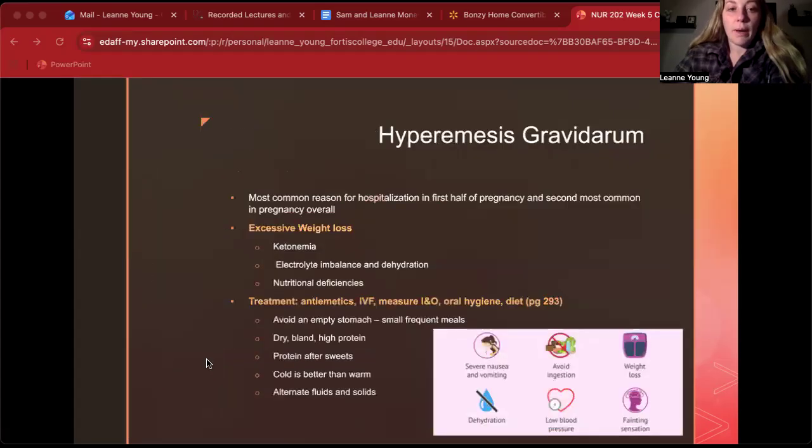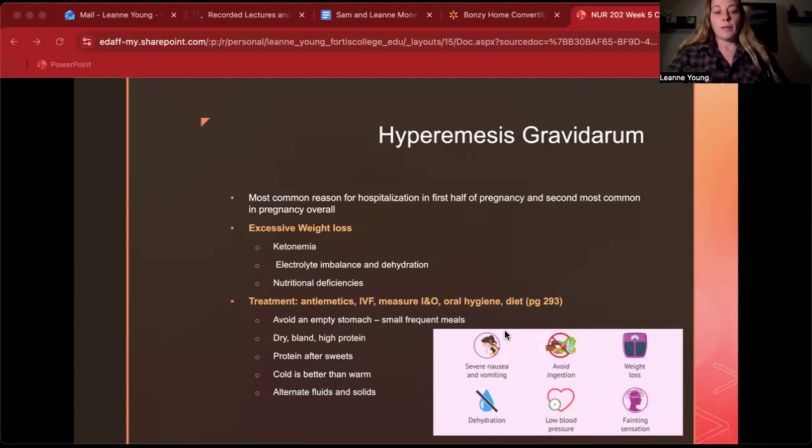We're going to talk about hyperemesis gravidarum. I had briefly mentioned this in week 1 or 2 whenever we were talking about common occurrences during pregnancy. So, this is the most common reason for hospitalization in the first half of pregnancy and the second most common in pregnancy overall. Hyperemesis gravidarum is your nausea and vomiting that you can see in pregnancy, but escalated by 100.